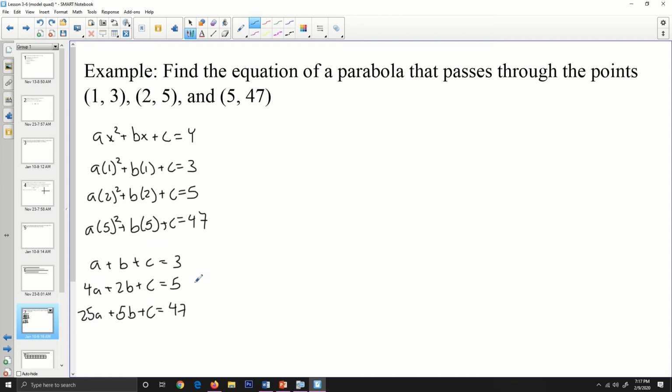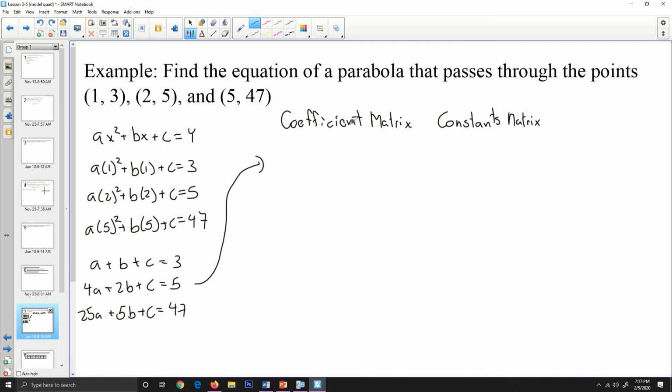And so with this, I am going to make 2 different matrices. I'm going to make what I call my coefficient matrix, and a constants matrix.